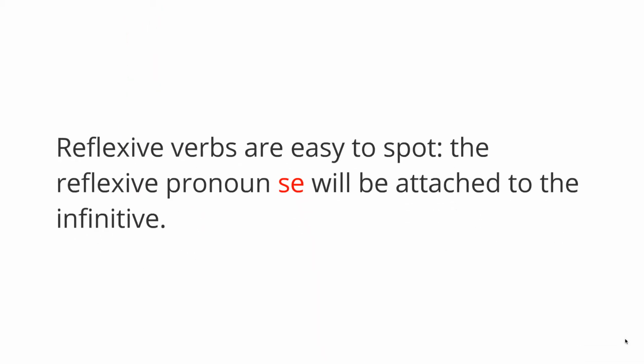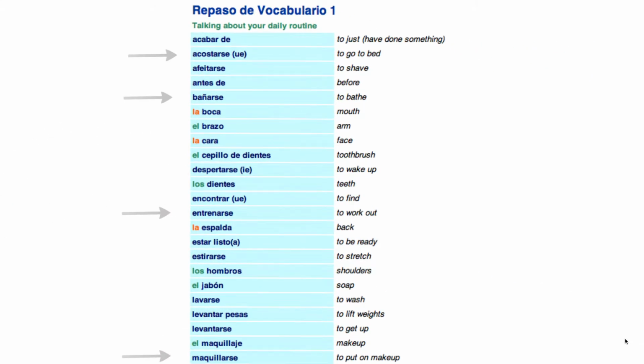All right? Reflexive verbs are really easy to spot. Take a look at your vocabulary list. The reflexive pronoun se is going to be attached to the infinitive. Here's a section from your vocabulary list right here. Take a look at some of these verbs I've indicated with the arrows. We've got the verb acostarse, to go to bed, literally to put oneself to bed. Bañarse, to bathe. When you take a bath, who are you bathing? Yourself. Notice that se is attached to the end. We've got the verb entrenarse, to work out. Literally, this means to train yourself. Entrenar is a cognate. Now notice again, it's the verb entrenar. You just have a se attached.